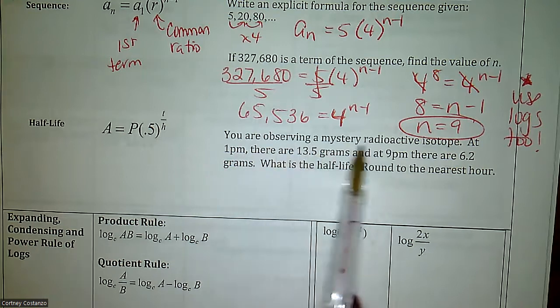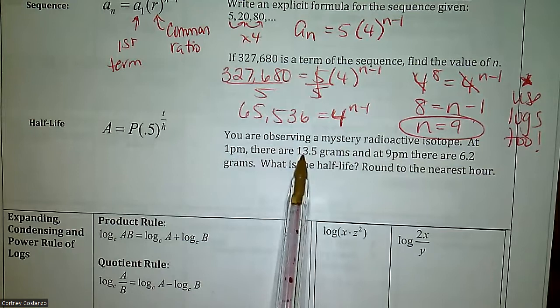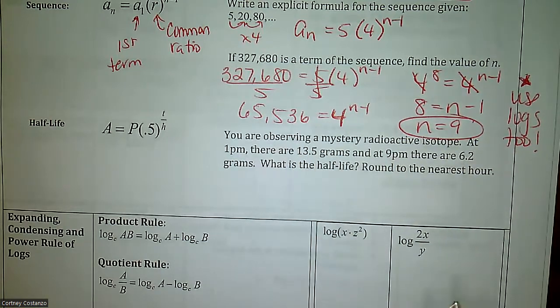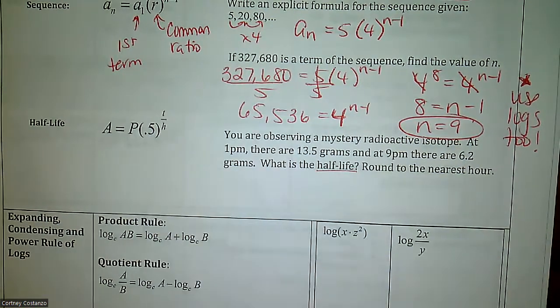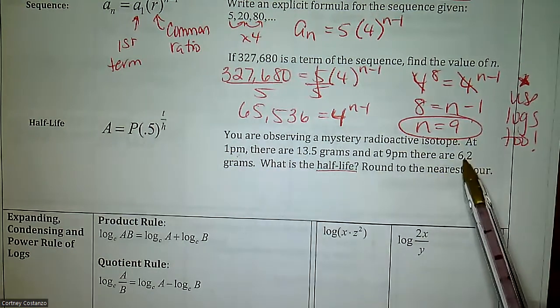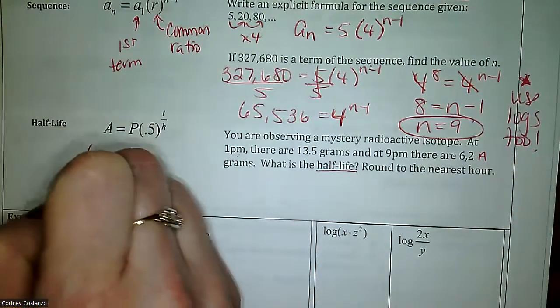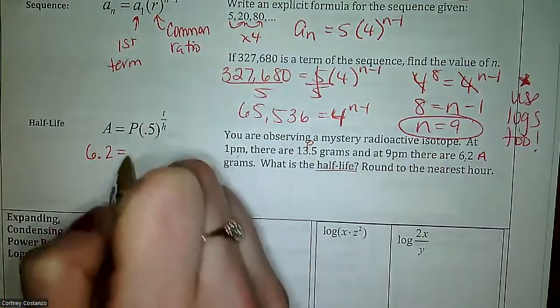So you're observing a mystery isotope. At 1 o'clock, there's 13.5 grams, and at 9 o'clock, there is 6.2 grams. What is the half-life? So literally, there's our question right there. We don't know H. Our after amount, so after time has passed, we ended up with 6.2. That's our after amount. Our initial amount is the 13.5.